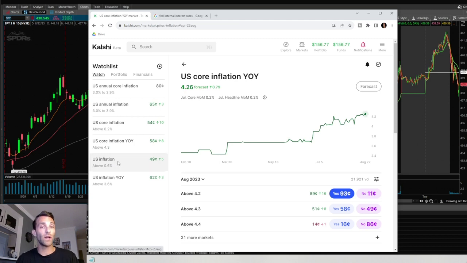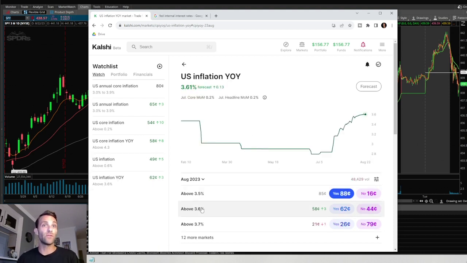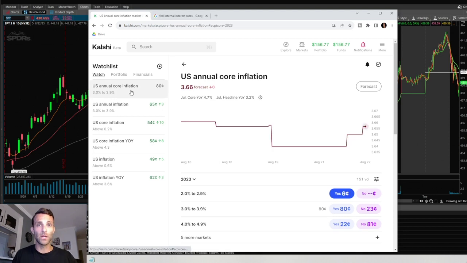Going to the next one, U.S. inflation above 0.7% because we don't believe inflation is going to increase. So very simple trade here. Trade the no shares at 91 cents. And then the last one on the list, U.S. inflation year over year. Anything that's going to be a high number and above some of these lower percentages, we would want to trade the no shares to the upside. So those are some good examples on how to structure those trades based on your opinion if you believe inflation is going to increase or if you believe it's going to decrease.